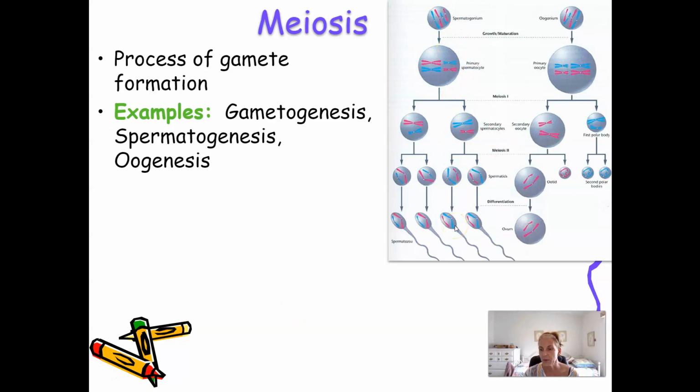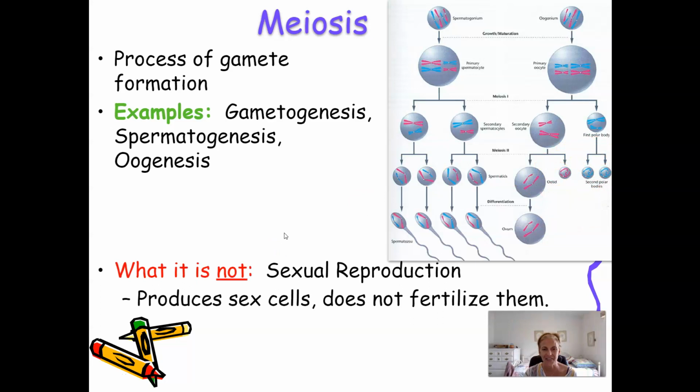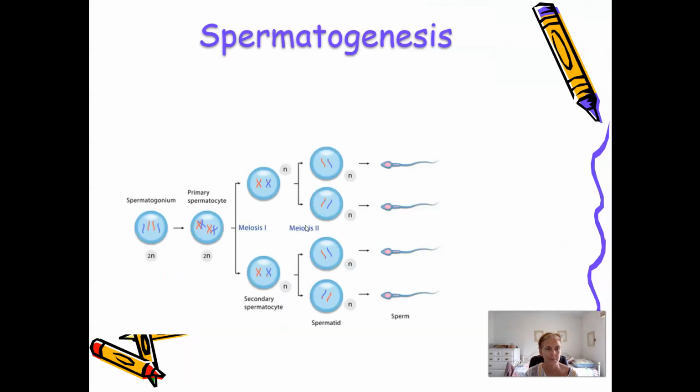Spermatogenesis is going to form the sperm, the male gamete. Oogenesis is going to form the female gamete. Notice they don't occur quite the same. We'll talk about this difference in a minute. It is not the process of reproduction. It simply is the process of producing the sex cells, not fertilizing them.